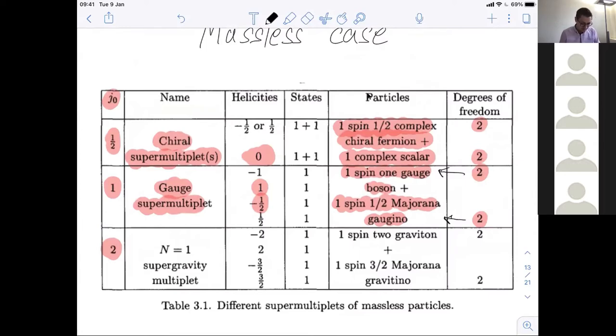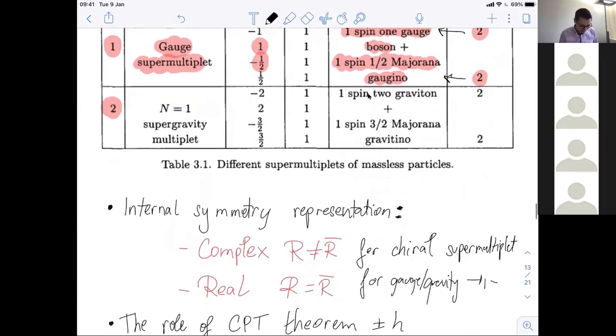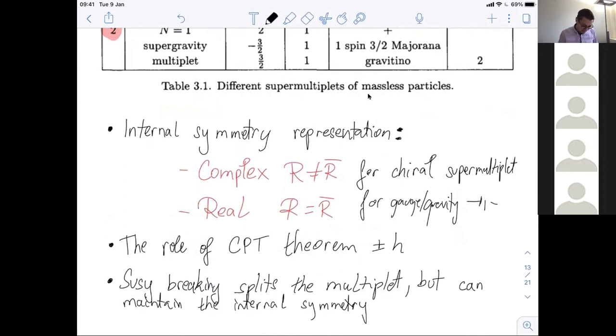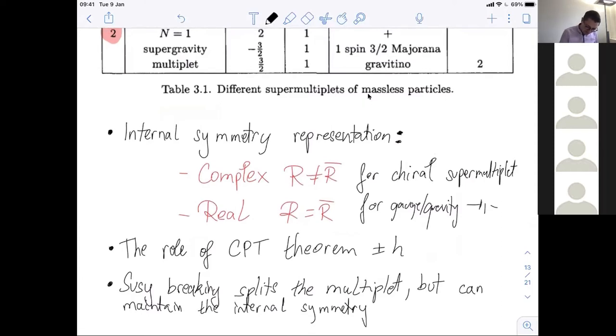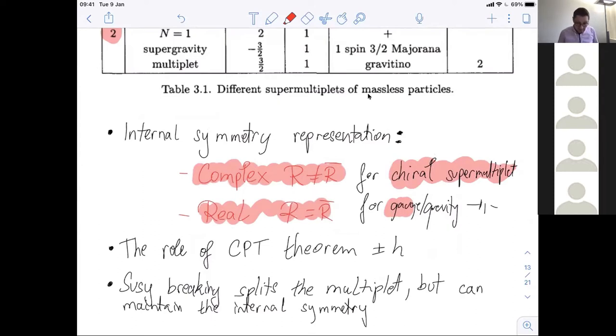So the chiral supermultiplet and gauge supermultiplet are very important for the MSSM. I won't talk much about the supergravity multiplet. Some important points: the chiral supermultiplet is a complex representation of the internal symmetries like gauge symmetry, while the gauge supermultiplet is a real representation. When supersymmetry breaks, we haven't observed an electron superpartner with a mass of 0.5 MeV. We haven't seen any superpartner at the moment. So supersymmetry is clearly broken in nature.